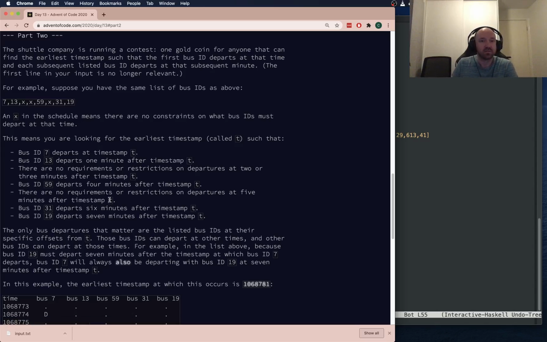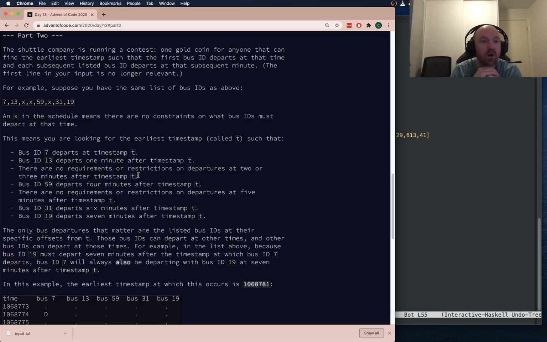The shuttle company is running a contest. 1 coin for anyone that can find the earliest timestamp such that the first bus ID departs at that time and each subsequent listed bus ID departs at that subsequent minute. I have no idea what that means. For example, suppose you have the same list of bus IDs, and X means there are no constraints on what bus IDs must depart at that time. I still don't understand. This means you're looking for the earliest timestamp called T. I'm looking for the earliest T such that bus 7 departs at T.